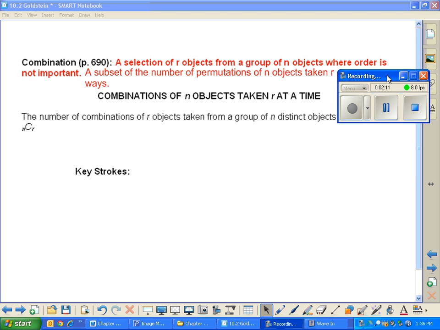A good way to remember combinations is like choosing. You're choosing from a group. It doesn't necessarily matter the order, you're just choosing. I also mentioned fruit salad. It doesn't matter what order you put the fruit in, it's just fruit salad and delicious.